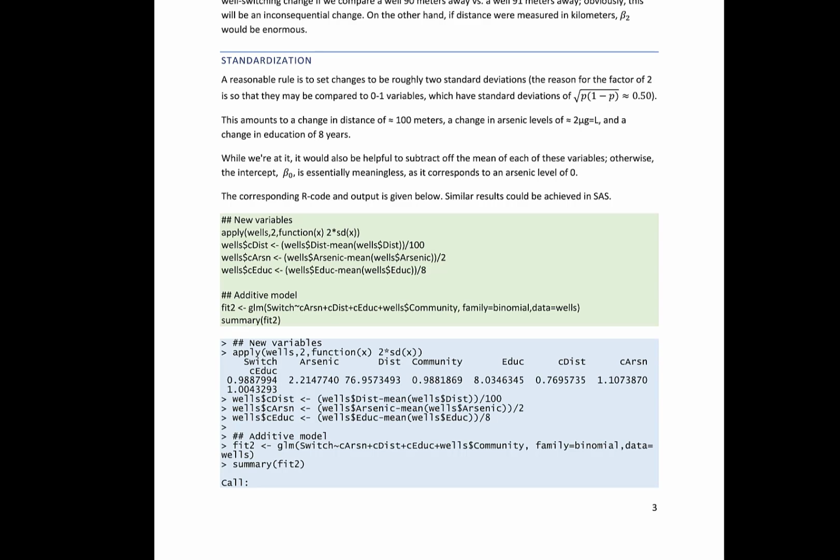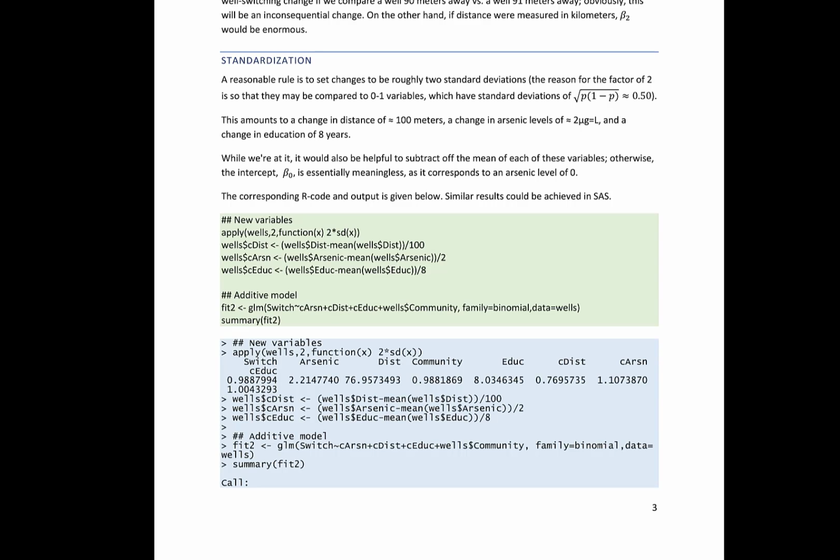So this amounts to a change of approximately 100 meters, a change of arsenic levels of approximately 2, and a change of education of about 8 years. And while we're at it, it would be helpful to subtract off the mean of each of these variables. Otherwise, the intercept is essentially meaningless as it corresponds to an arsenic level of 0. So the corresponding R code and output is given below.